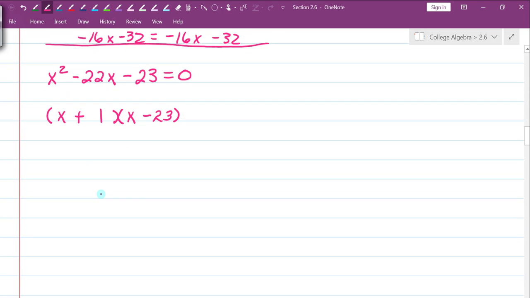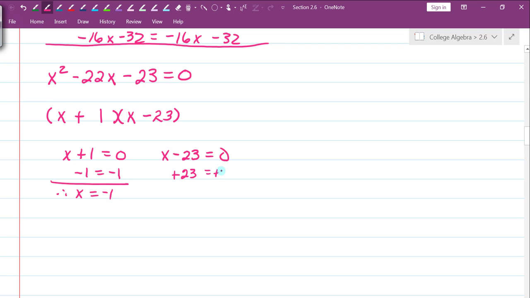Now we're going to set each of the factors equal to 0. So we have x plus 1 equals 0, x minus 23 equals 0. Subtract 1 from both sides, and I get therefore x is equal to negative 1. I'm going to add 23 to both sides on this one here, and I get therefore x has to be equal to 23.